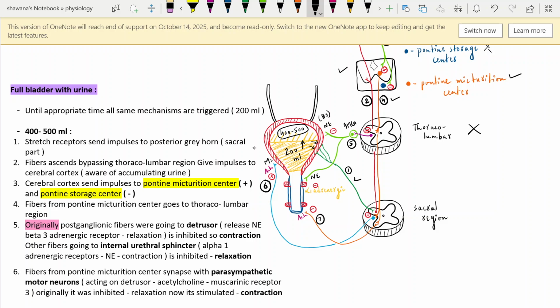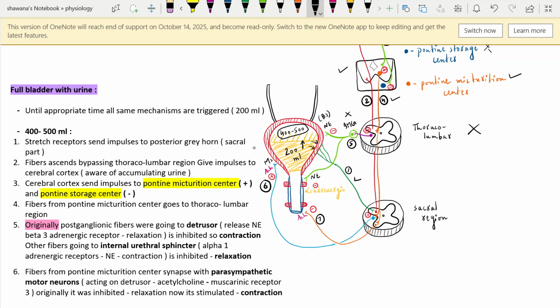There they will inhibit the inferior mesenteric ganglion. They will inhibit the preganglionic motor neurons. It means that the ganglion itself is inhibited, and the postganglionic motor neurons, that was the hypogastric nerve, right? It is also inhibited. This part and this part.